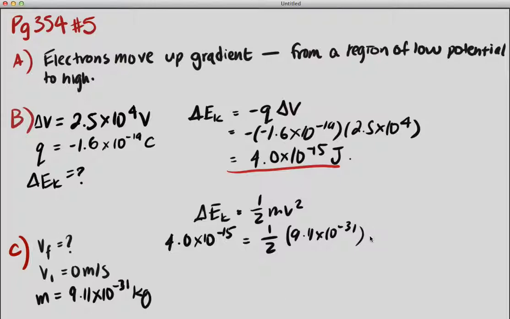Velocity is what we're looking for, and all we do is rearrange. So we just multiply this by 2, divide by this amount, and then take the square root. Make sure when you're taking the square root it is the positive value, because negative velocity means that it would be in the opposite direction, and our answer should come up to be 9.4 times 10 to the power of 7 meters per second. That's it.